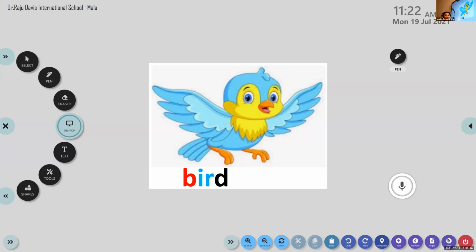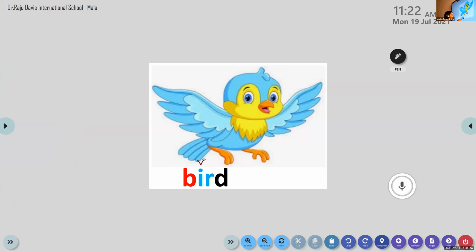So first we have understood it is a bird. Now we have to identify whether it is a one syllable word or a two syllable word. We know there is only one vowel in it, so it is a one syllable word. If it is a one syllable word, we have to sound out through its individual sounds. Each letter has a phoneme sound, a distinct sound. For the letter B, the sound is B. Bird.